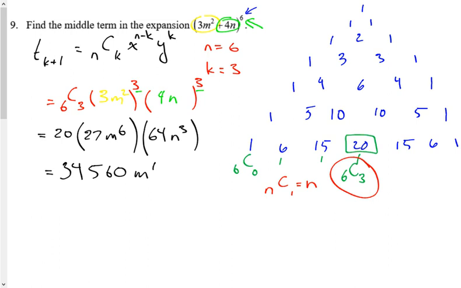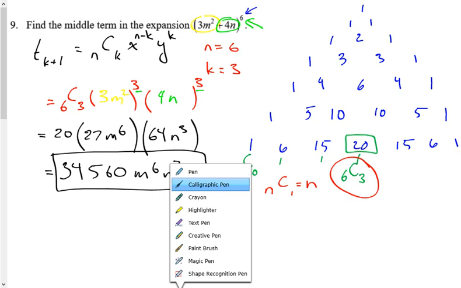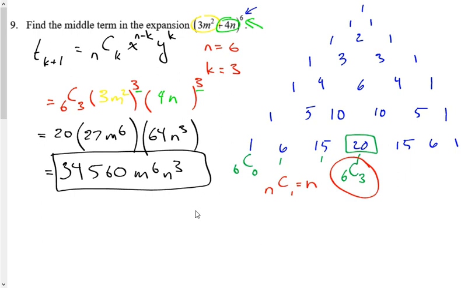34,560 m to the 6th n cubed. What did other people get as you worked it out? Okay, now notice, even though as we originally set this up, those two exponents were both 3's, so they were equal to each other. But once we did our expansion, notice the m and the n don't have equal exponents, because in our original setup, I had an m squared, not just an m.